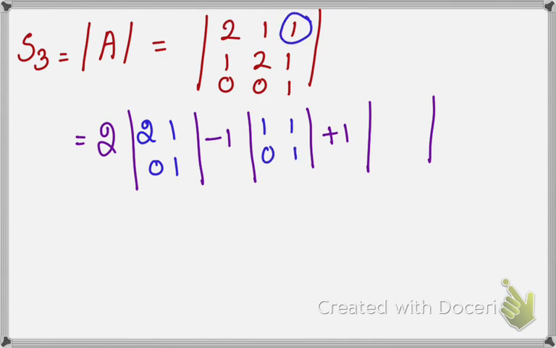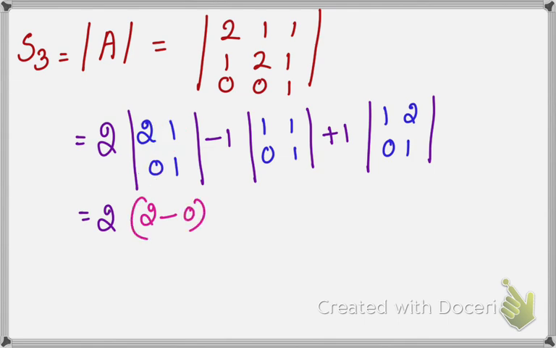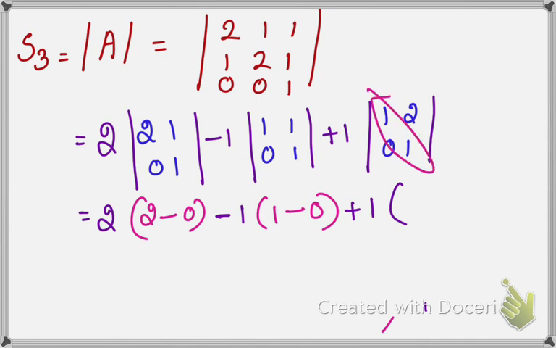Next, you consider that value. Here you're eliminating this row and column. You get the remaining 1, 2, 0, 0. Now again, you have to expand this. So 2 of, you cross multiply this way, you get 2. So 2 minus, you cross multiply this way, you get 2 times 0, 0. Minus 1 of, here 1 times 1 is 1, minus 1 times 0 is 0. Next, plus 1 of. Here you multiply 1 times 1 is 1, minus 1 times 2, 0 times 2 is 0.